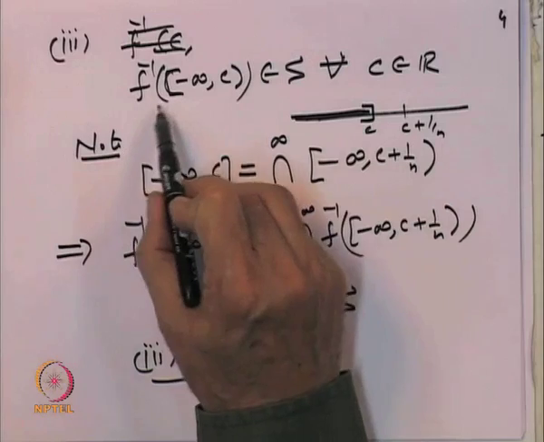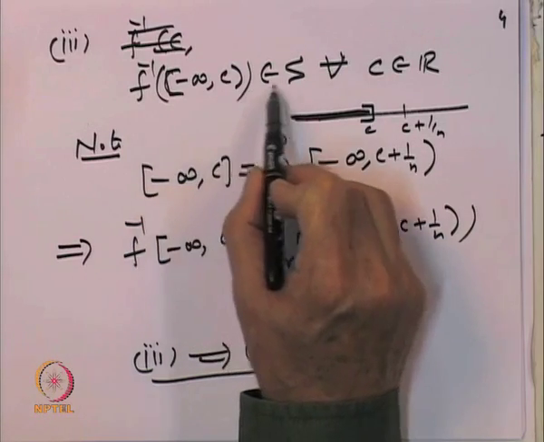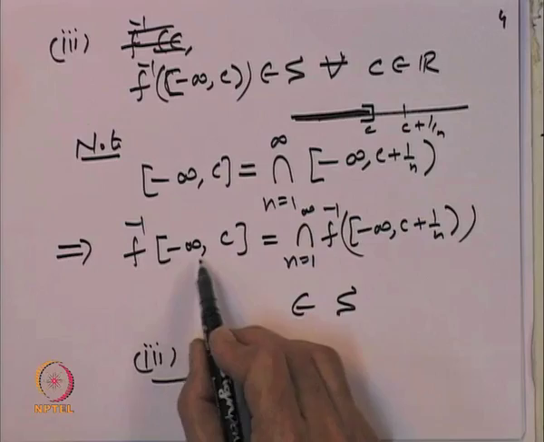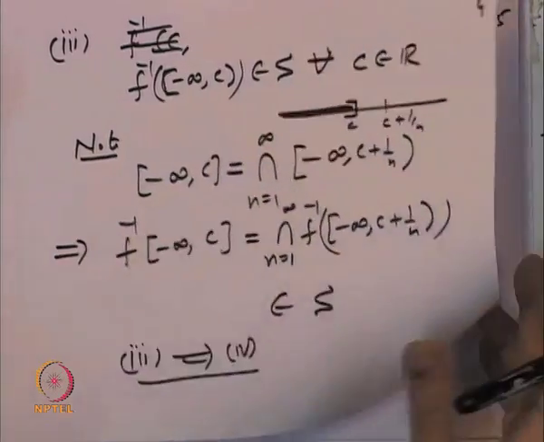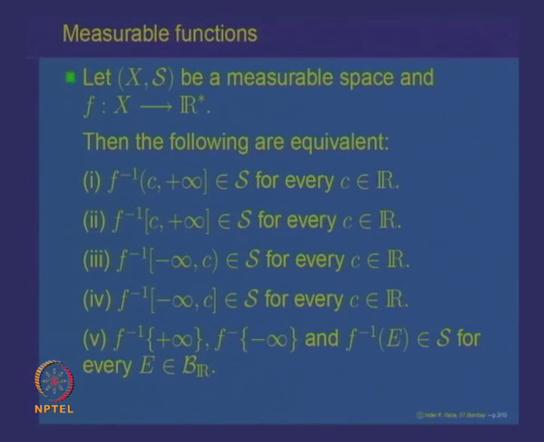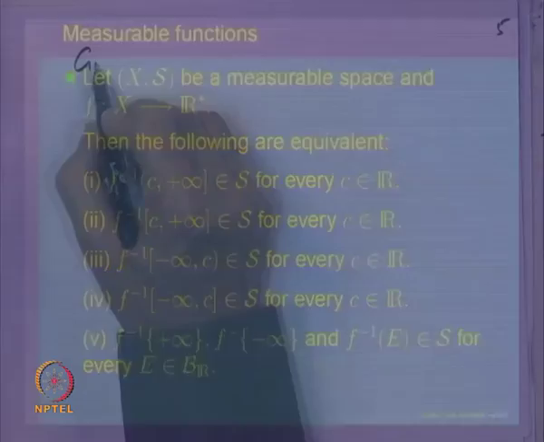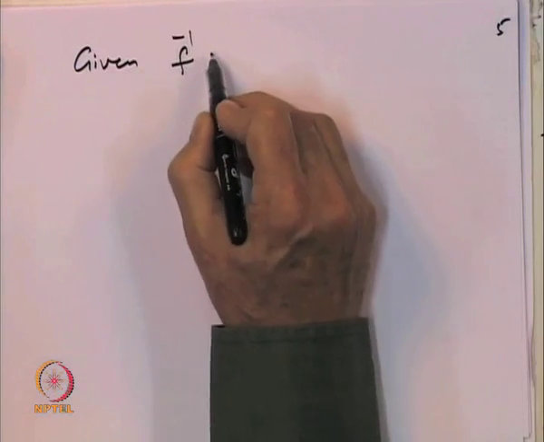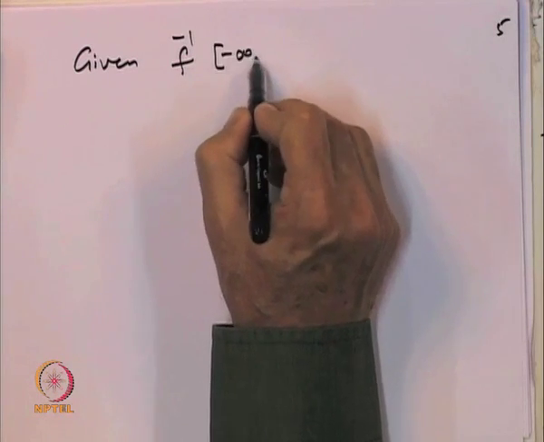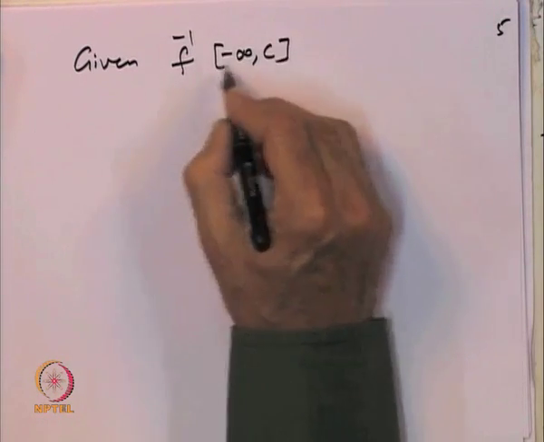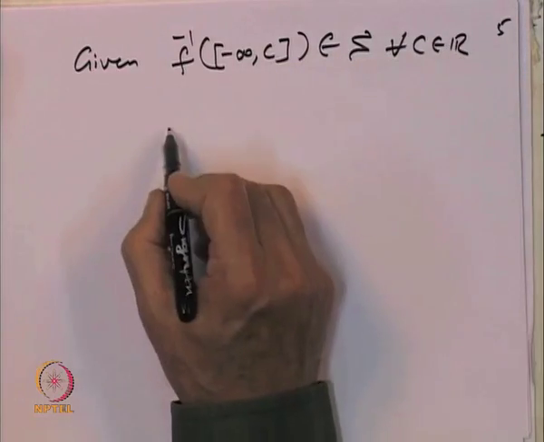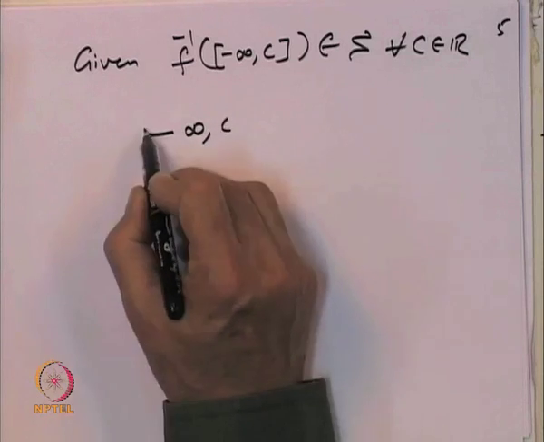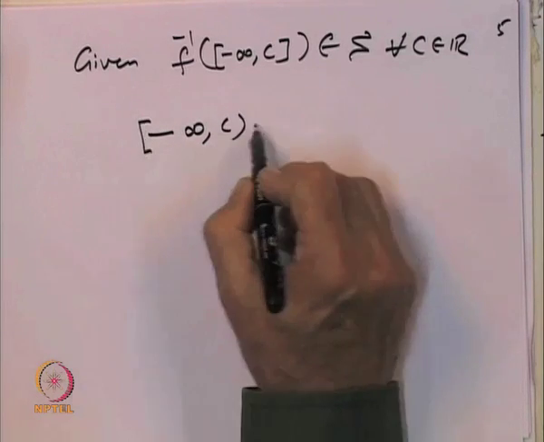So, if f inverse of minus infinity to C open belongs to S, then f inverse of minus infinity to C closed also belongs. So, 3 implies 4, and let us prove the converse statement, namely 4 implies 1. So, if we are given f inverse of minus infinity to C closed belongs to S for every C belonging to R, and we want to look at f inverse of the open interval.